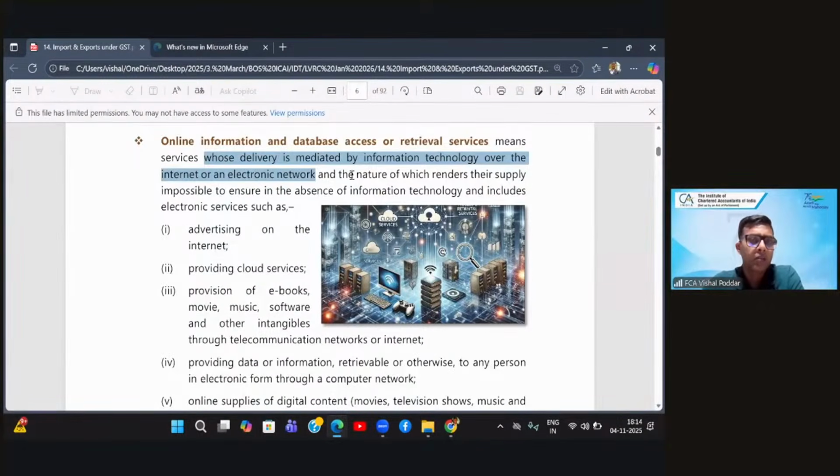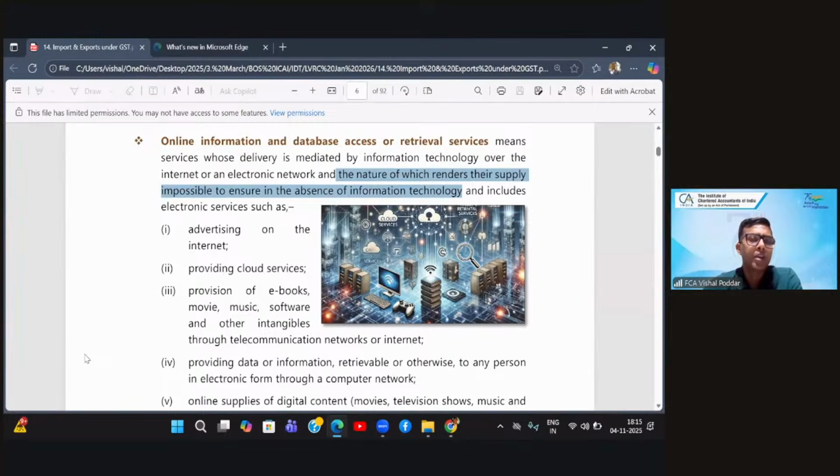The second part of this definition is 'and'. Now this part has undergone some amendment. It says the nature of which renders the supply impossible to ensure in the absence of technology. So the second part requires that, first, it is mediated through the information technology network, and second, the supply is impossible to ensure in the absence of technology. Until this technology is there, the supply could not have been possible; the supply itself could not come into existence. So both things are necessary. First, the supply itself does not come into existence in the absence of the technology framework. Two, the delivery is happening through this information technology network.